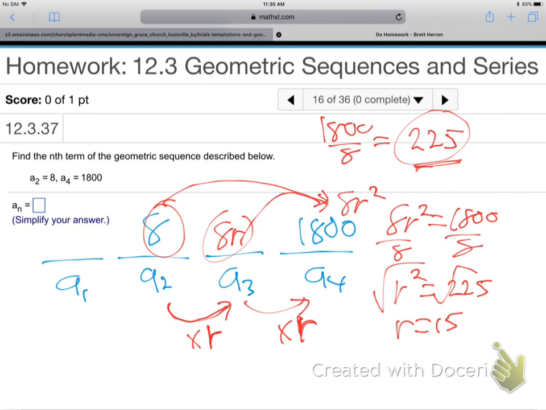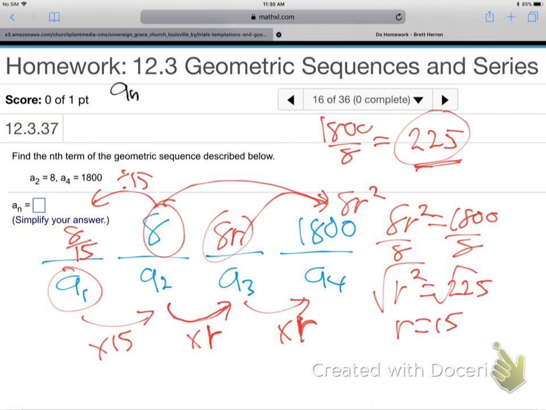So it's multiplying by 15 every time, isn't it? Multiplying by 15. Everybody okay with that? Again, I just said, well, this is 8, times R is 8R, times R is 8R squared. 8R squared is 1800. Solve for R. R is 15. So now, what's A1? Just divide by 15. So this is 8/15, correct. Because if you take 8/15 times 15, it'll become 8. Right, everybody see that? So now we've got it.